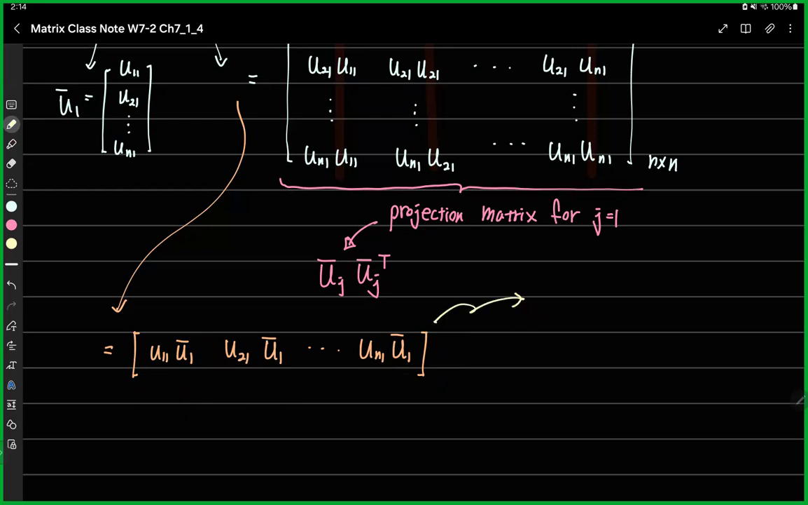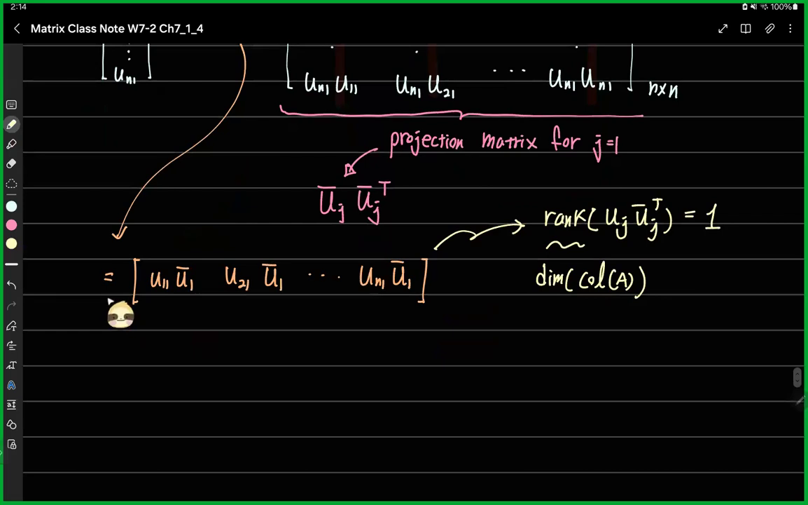So in this matrix, the rank of u_j in general is going to be what? 1. What is the rank? The dimension of the column space of A. That makes sense, right? So this is rank 1, by the way. And then now, let me keep going.